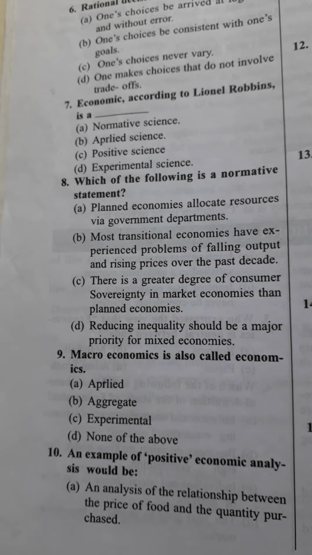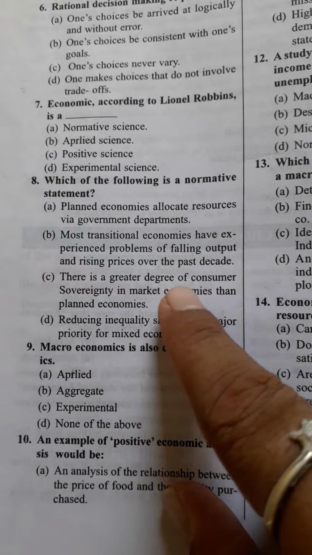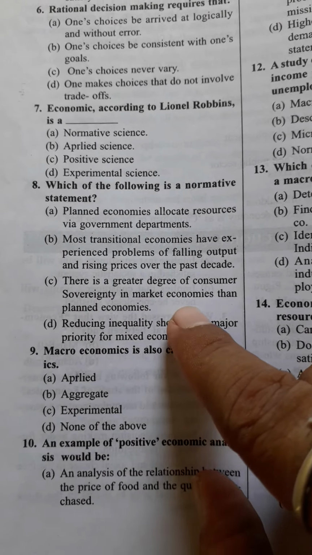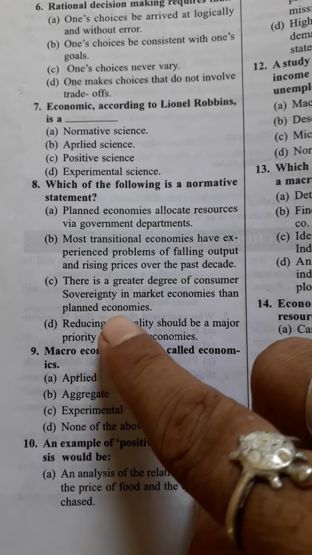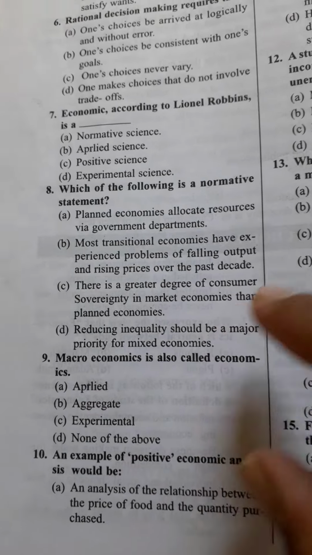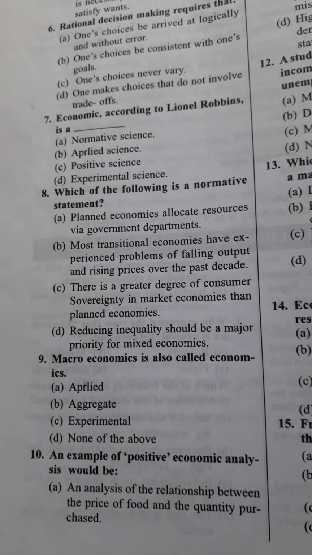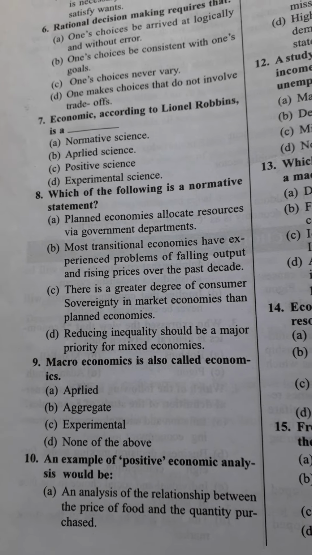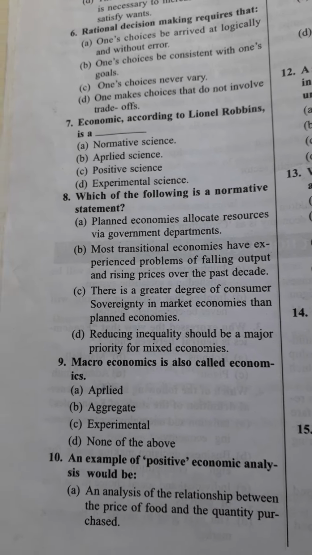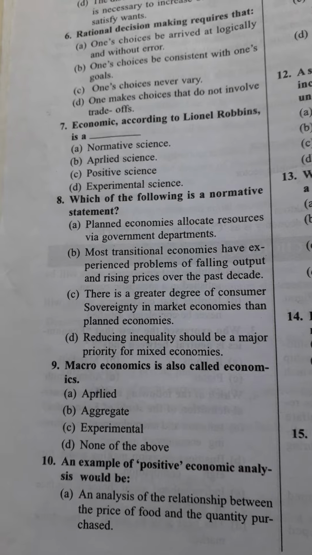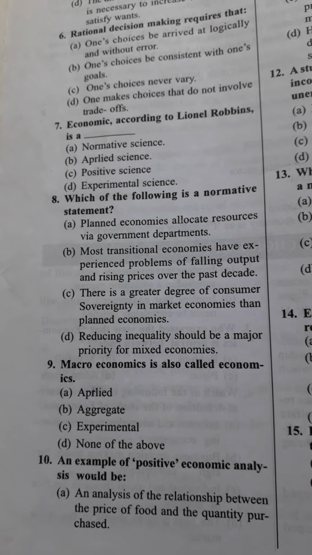And option C. There is a greater degree of consumer sovereignty in market economies than in planned economies. Okay, a greater degree of consumer sovereignty in market economies is a right statement, but it is stating things as they are, as it is. So we just can't choose this as a normative statement.